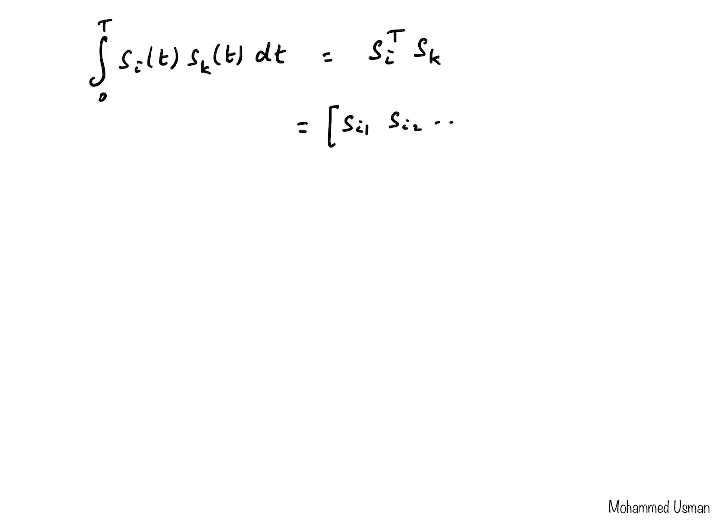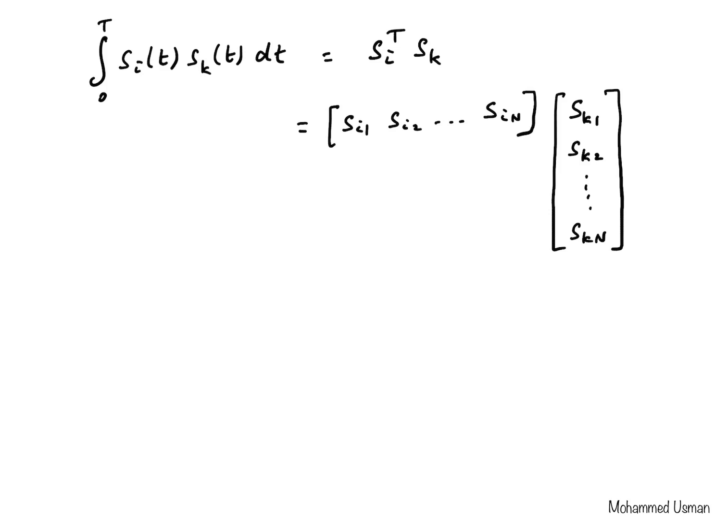So that's SI1, SI2 and so on up to SIN, and SK will be the vector representing SK. That will be SK1, SK2 and so on up to SKN.